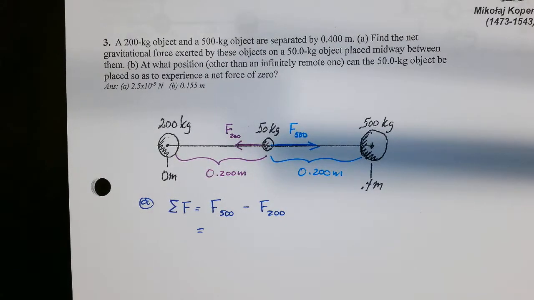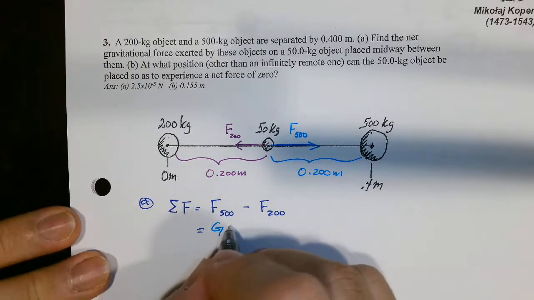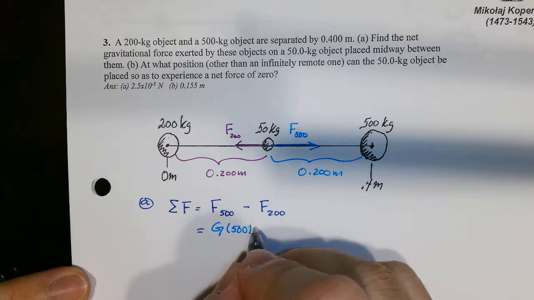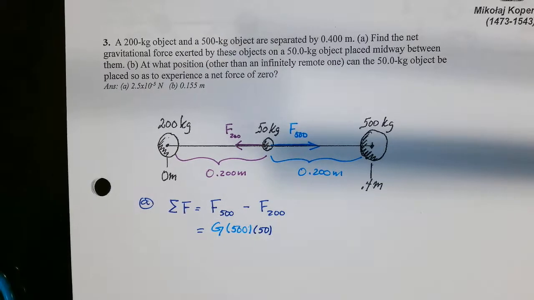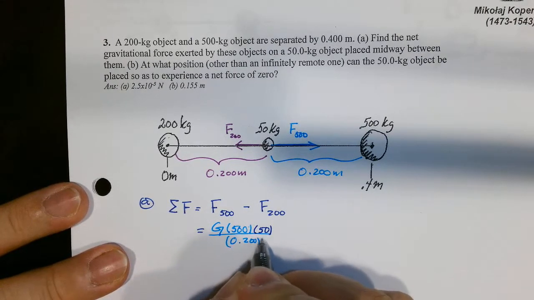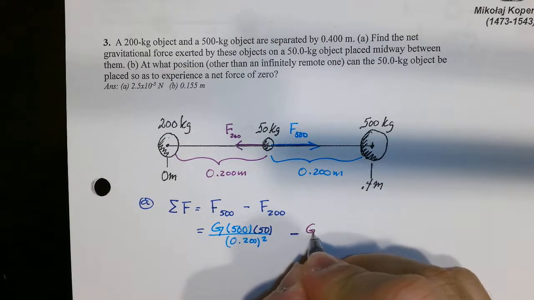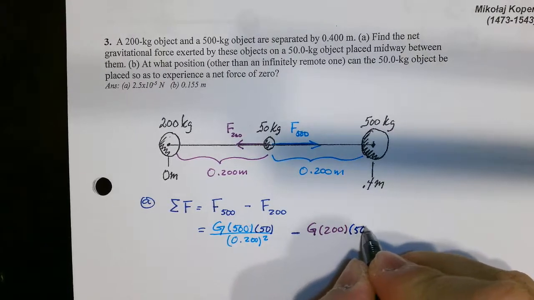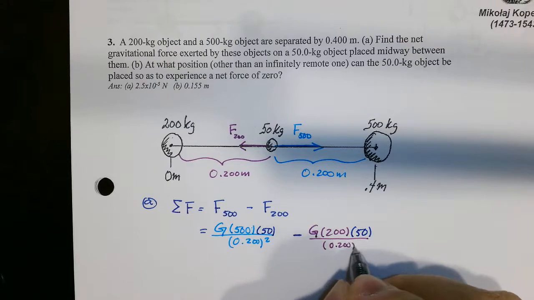So F500 is simply G times 500 times 50, divided by 0.2 squared, minus G times 200 times 50, whole thing divided by 0.2 squared.